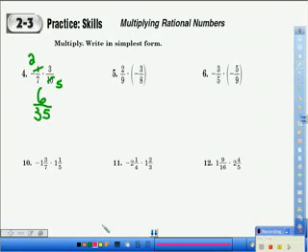Let's look at problem 5. Oh, and by the way, almost forgot, negative times a positive is negative. Please make sure you add that. Alright, let's look at number 5 in your practice skills book. And we can see that a negative times a positive. Let's go on and put our negative sign so we won't forget it. And see, can we cancel anything?